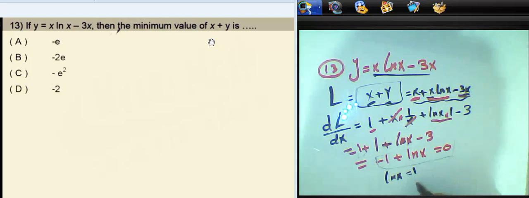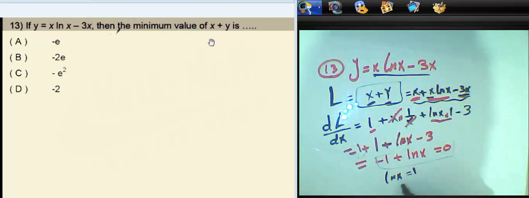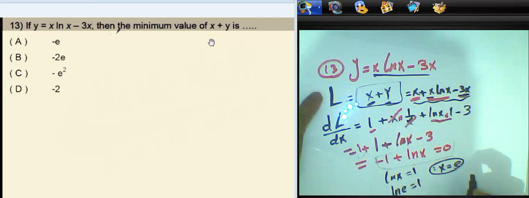ln of x equals 1, what does it mean? We can find that x will be e, because ln means logarithm to base e. Then x here equals e, because ln e equals 1, then x equals e. So we can find L here. This function is the one asked about for the minimum value.